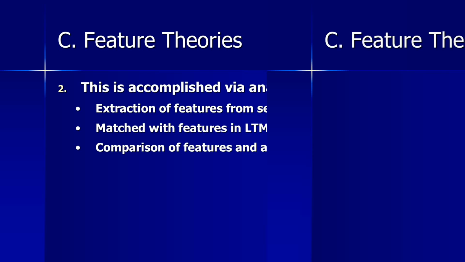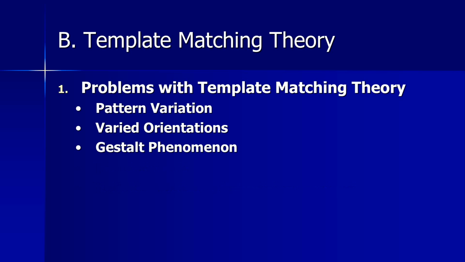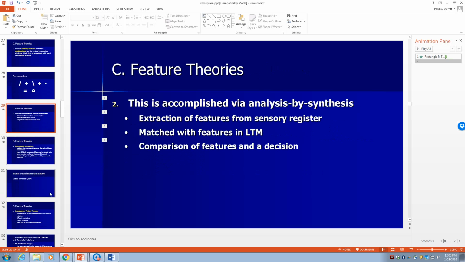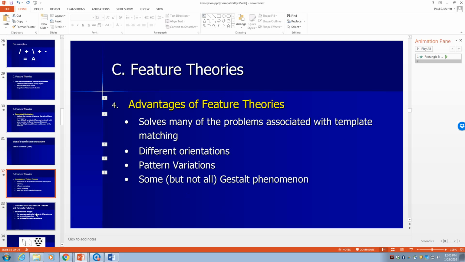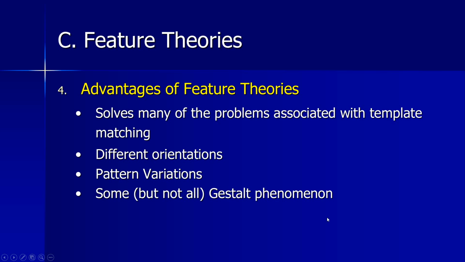But if we go back to this, you can see that there are features present that are extracted, and then there's a synthesis that puts those all together. So let's go back to where we were. So we solved that Gestalt phenomenon. The problem is that feature theories don't solve all of our problems and have some problems of their own.